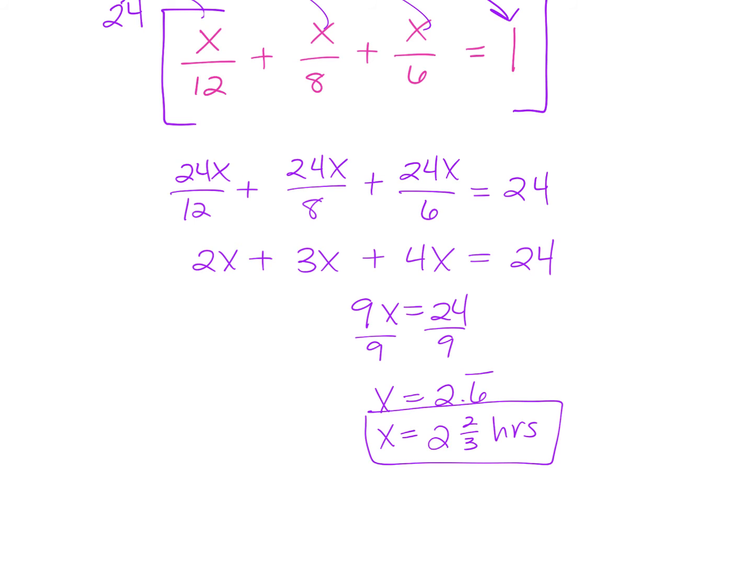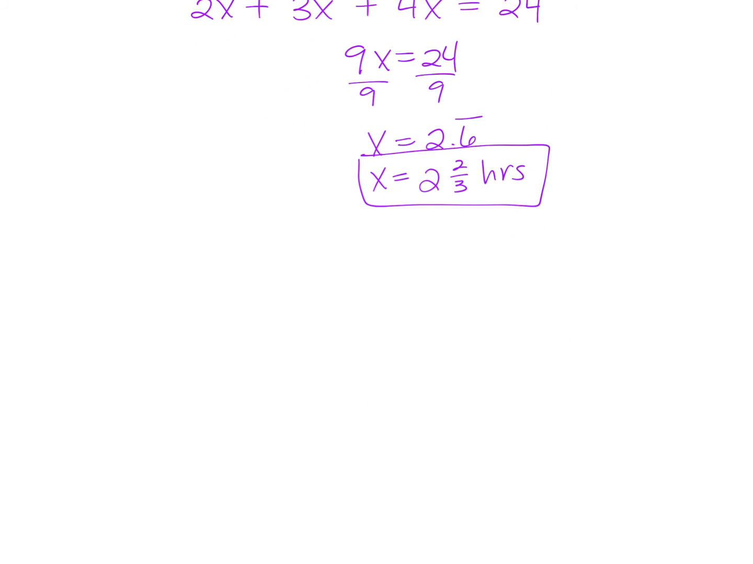But we haven't answered the question yet. Will it be done in time? It started at 9. The power came on 3 hours later. So the power came on at noon. Is it going to be done by end of day at 3 p.m.? Yes. If it came on at noon, it's going to be done at, what time would that be? 2 2/3 hours later. 2 hours and 40 minutes later. 2:40, right? It'd be done at 2:40 p.m.